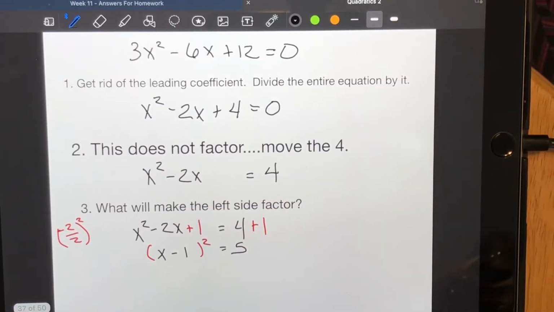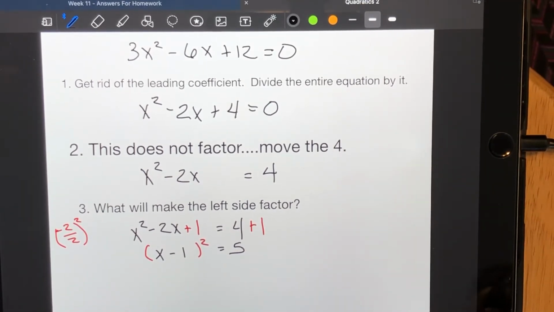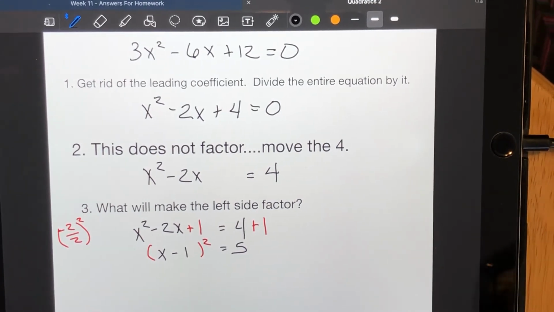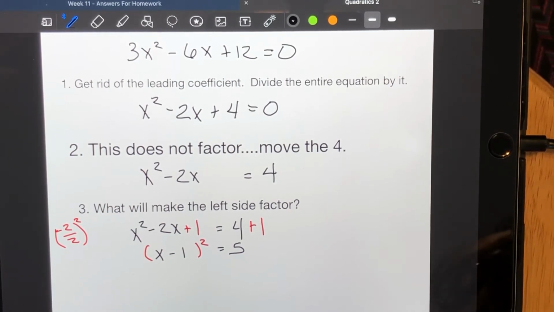Okay, so here's another example. For this one, the very first thing that I see as a problem is that I've got a coefficient on that x squared term. And remember, we always want the x squared term to have the coefficient of the number 1. So we're going to try to get rid of it at all costs.